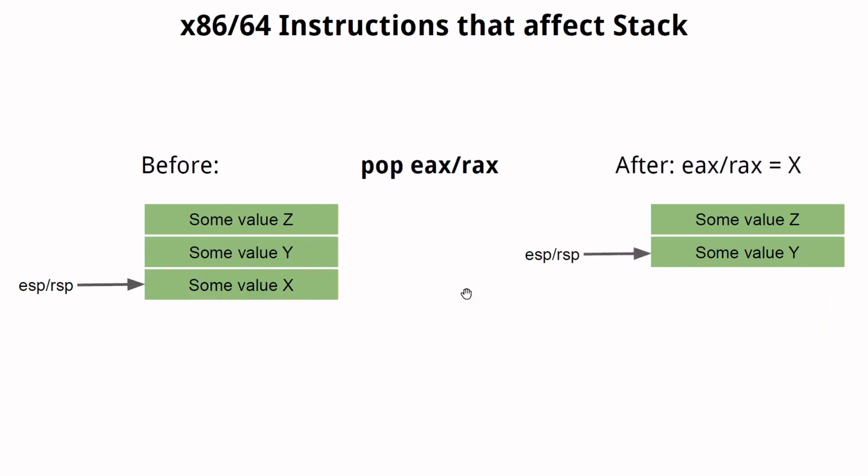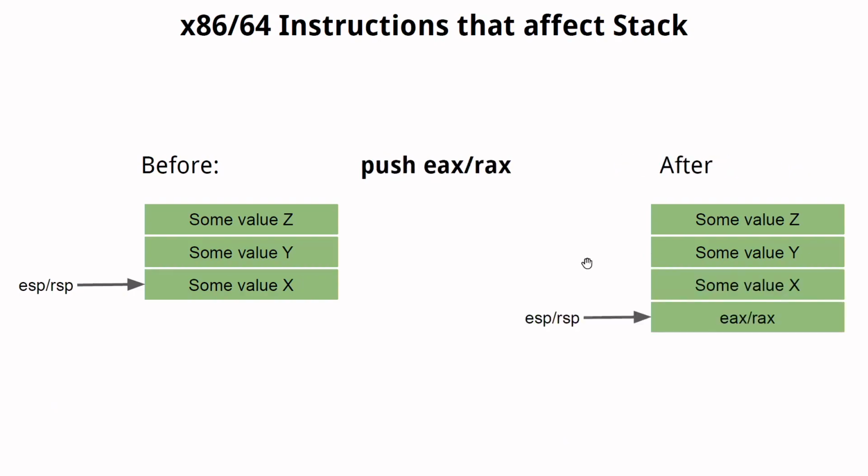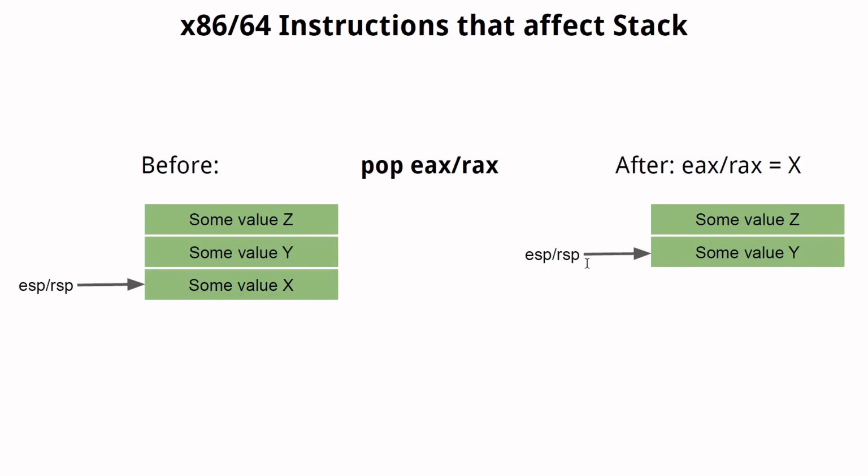So pop is the opposite. If we have the same thing, then if we do a pop EAX, what the CPU does is get the value in memory, which is X, move that value into the register EAX, then increment the value of ESP by 4, or by 8 if we're talking about RSP. So that's just the push and pop instructions. Any questions? This seems very simple, but this is critical for you to understand the attack and everything.